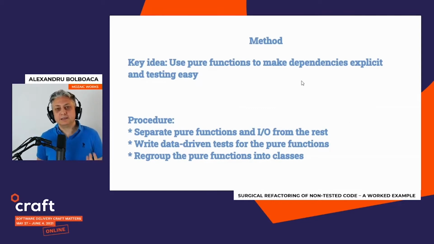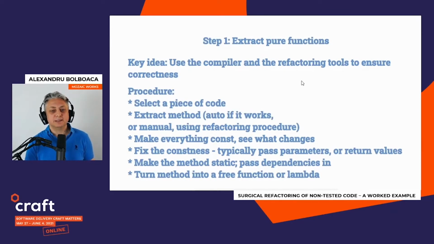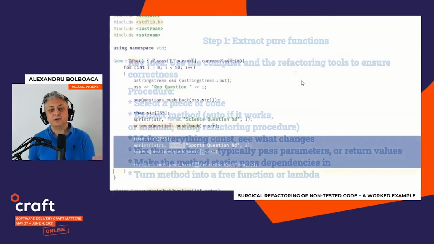And what I have is an example in C++, as I said. We use the compiler and the refactoring tools to ensure correctness, so we don't write tests in the first part of this method. And so we select a piece of code, then extract method, either automatically or manually. In C++, we can make everything constant. In Java, it's a bit more challenging to make things constant. You need to pay more attention. But you can make the function static in Java or in C#, and then you figure out which are the dependencies, because the compiler will tell you which are the dependencies for that function. And then you inject those dependencies.